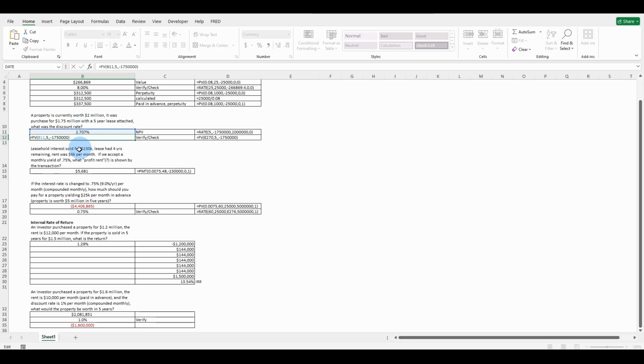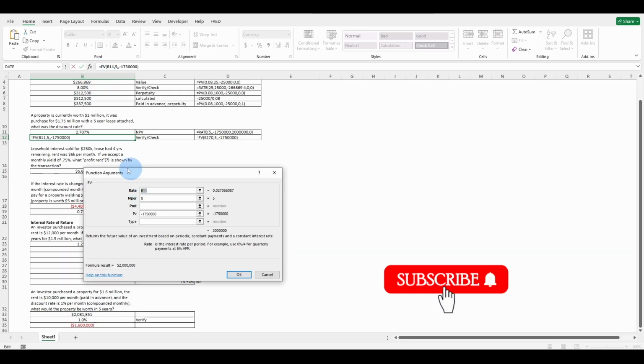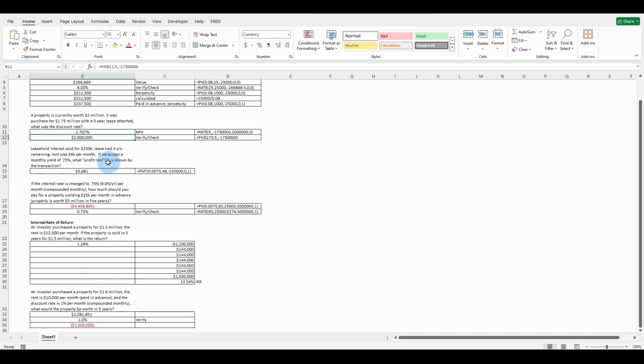And then we can use this future value because now we have the rate. Go up here. You're going to see we have the rate. You're just going to fill in the boxes here. Number of periods is the lease and our present value, and it's going to give us the future value. Here is exactly what I just showed you.